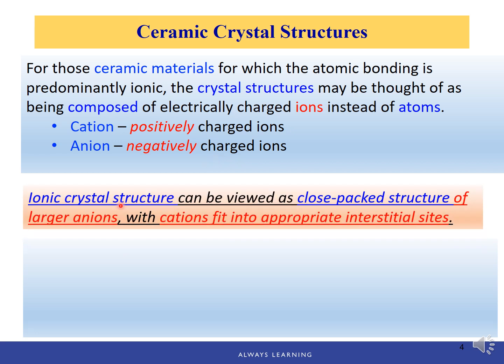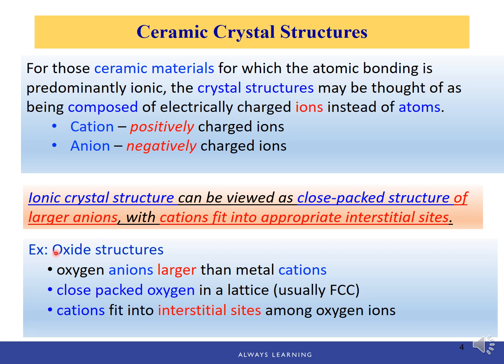So we can simply say the ionic crystal structure can be viewed as a close-packed structure of larger anions, since anions are negatively charged ions because they receive the valence electrons. Typically they are larger, but not absolutely larger. Usually, then, this crystal structure can be viewed as a close-packed structure of the larger anions with cations fit into appropriate interstitial sites. The interstitial sites are the voids between the anions.